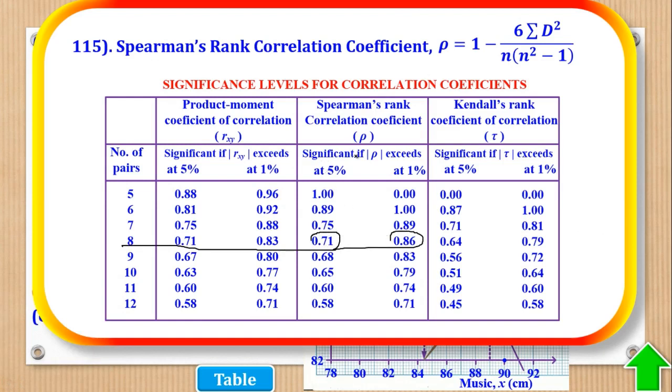They said significant if this exceeds this value. So at 5%, the critical value is exceeded because it was 0.9 something, 0.9104. So this value is smaller. That's why we say significant. Same applies to 1%. 0.9 is bigger than this value. That's why we say significant.